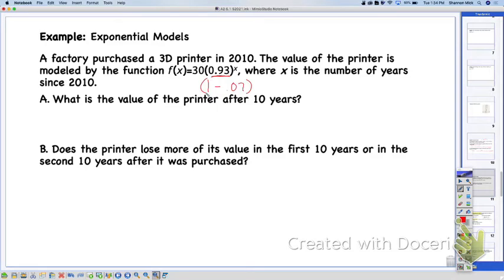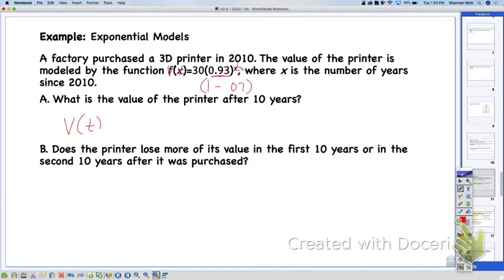So what is the value of the printer after 10 years? What do you want to use for the variable? Value, so V. Writing P is dangerous, because P is usually population or principal. It'd be V of 10. If I wrote the equation, would it be V of t? Yes, and this would be t.